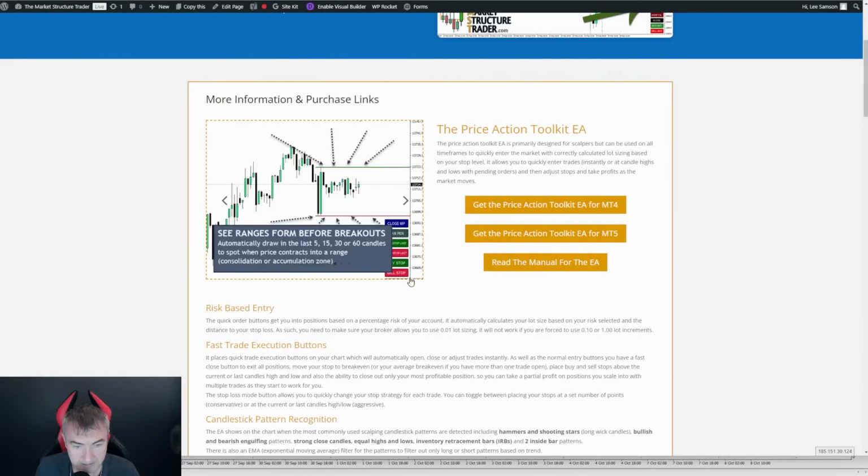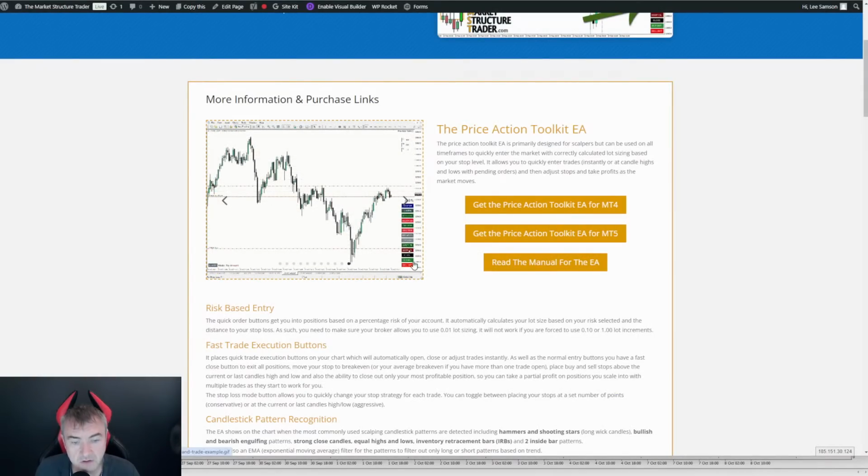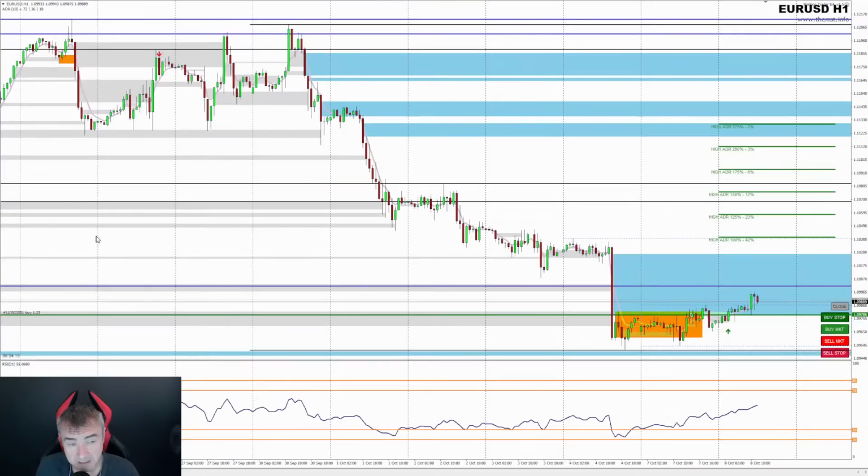Price action toolkit has lots of buttons and it's got limit order buttons. But this isn't for position trading. This is for scalping. And scalping is not on a time frame. Scalping is taking small amounts of money when you're right.